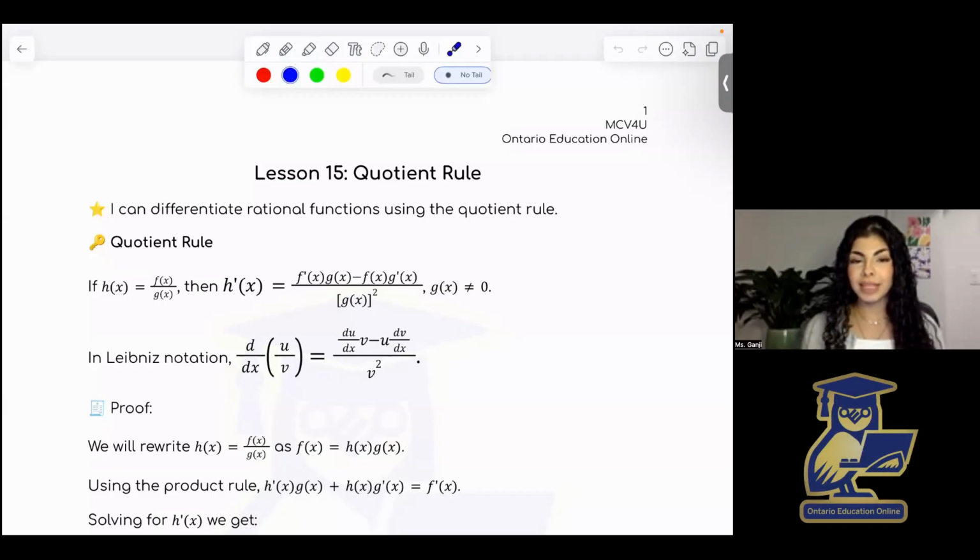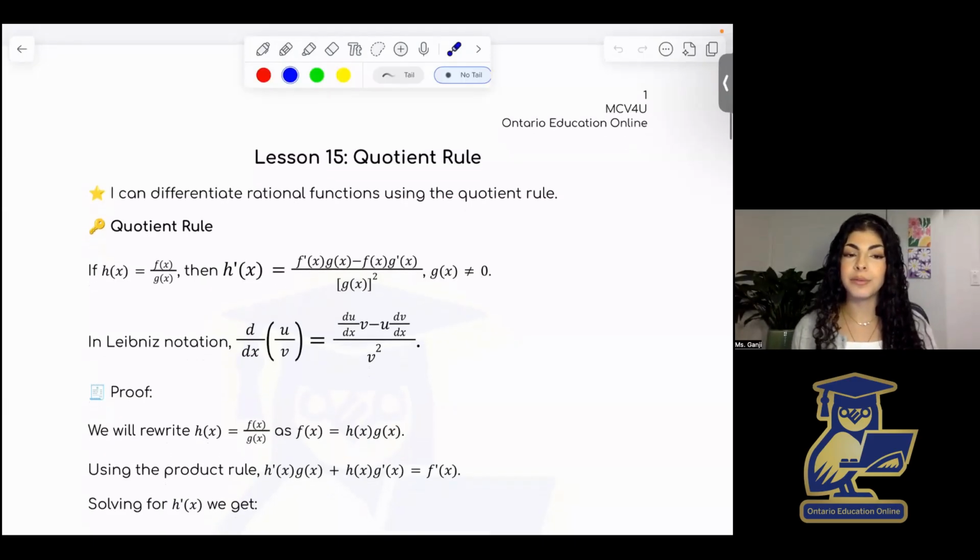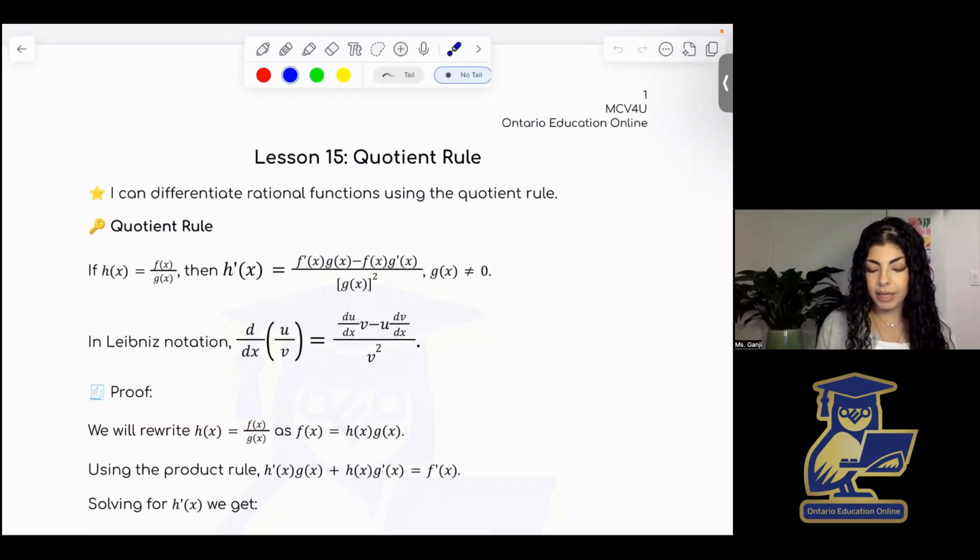Hello and welcome to lesson 15. Today we are looking at the quotient rule, which is another one of our derivative rules. And of course, today's learning goal is to be able to differentiate rational functions using the quotient rule. And keep in mind here, now we have rational functions, and the quotient rule is going to be very helpful for that.